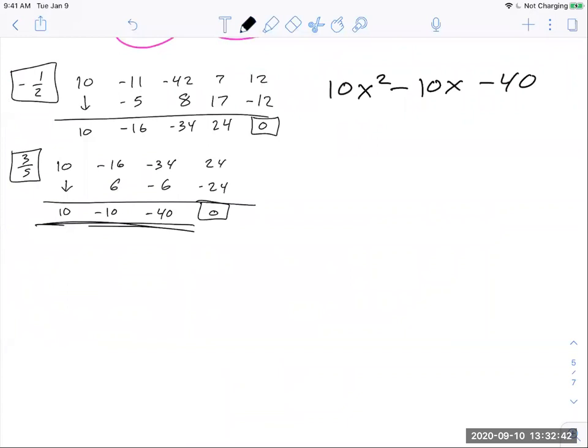Instead of using the numbers 10, 10, and 40, can I pull something out of there? Can I take out the GCF? GCF is always going to make it that much easier for you. If I take out a 10, I'm left with x squared minus x minus 4. What's my A? 1. What's my B? Negative 1. And what's my C? Negative 4.